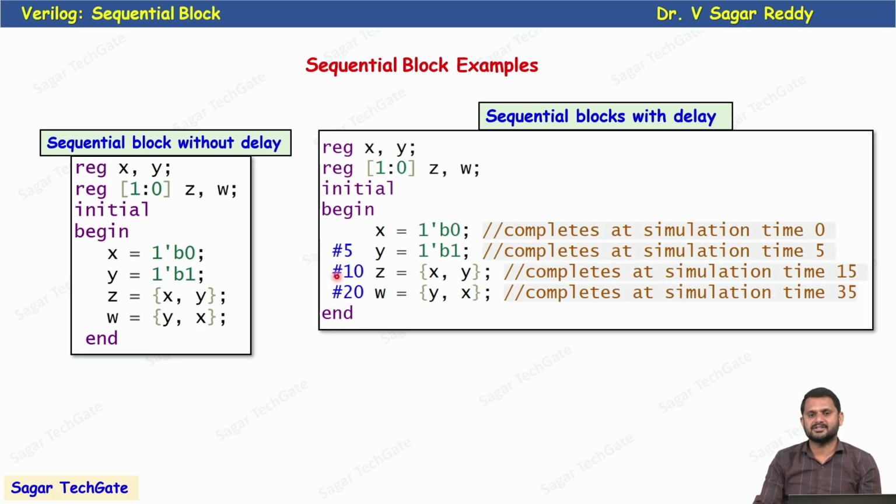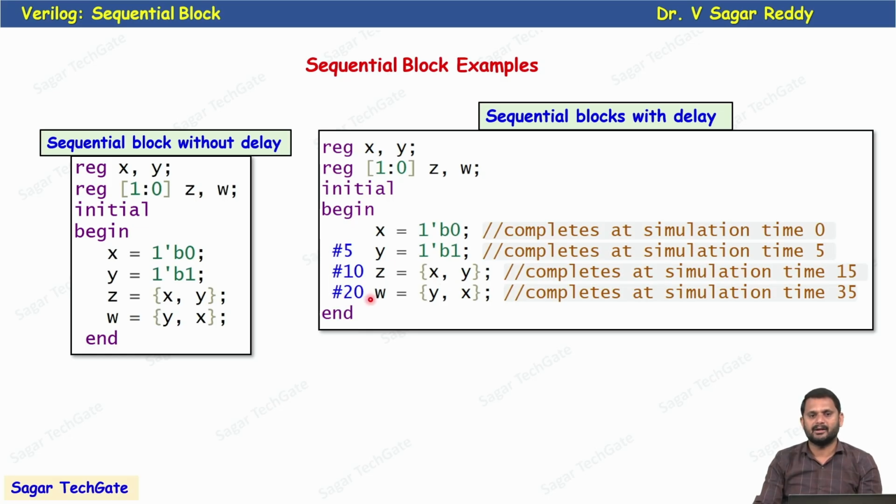Now here I'll write #10 z equal to {x, y}. This statement completes at simulation time 15 because the delay here is relative to the previous statement. Here the delay is 5, 5 plus 10, 15. We are adding this delay to the statement because all are sequential. The previous statement required 5 time unit steps to complete, so 5 time steps here, 5 time steps here, and 10 for this one, total 15 time steps. So this statement will complete at simulation time 15 only.